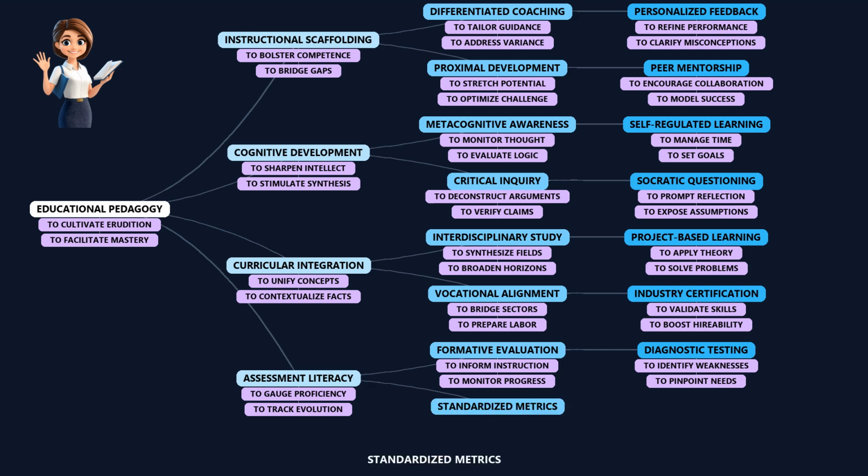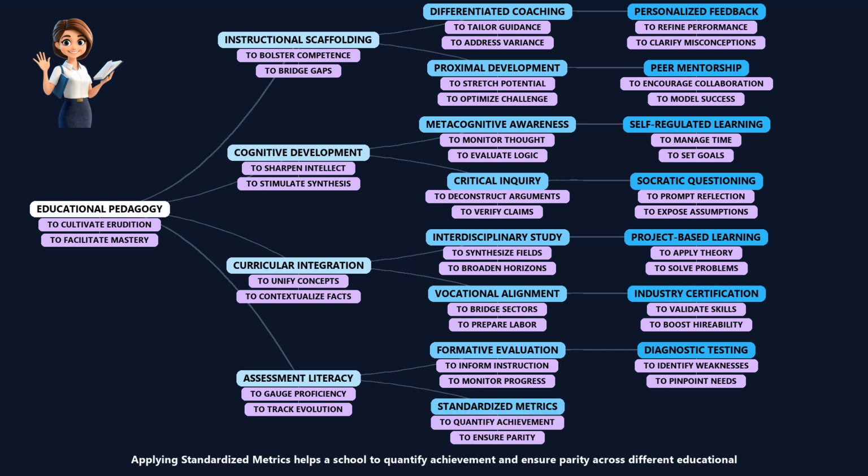Standardized metrics. Applying standardized metrics helps a school to quantify achievement and ensure parity across different educational regions. Essentially, we are using the same measurements to make sure grades are fair for everyone.